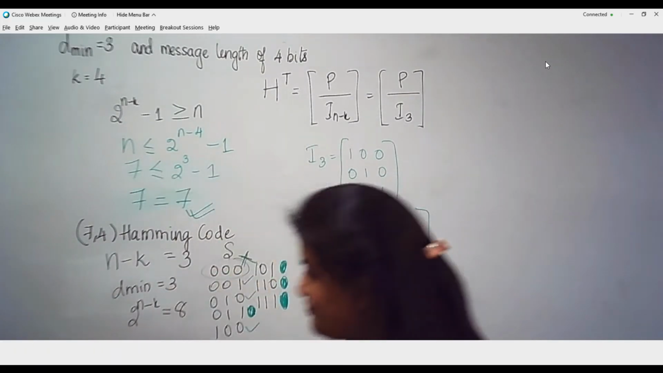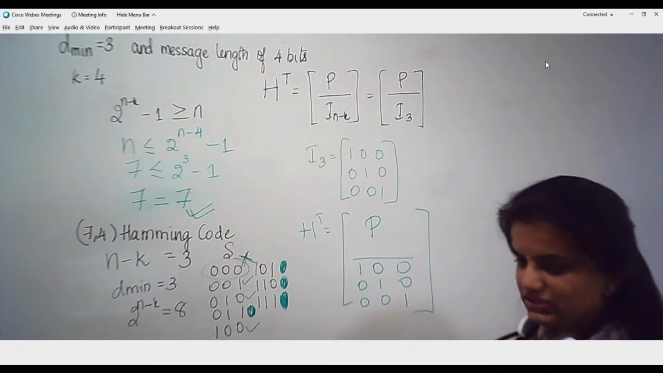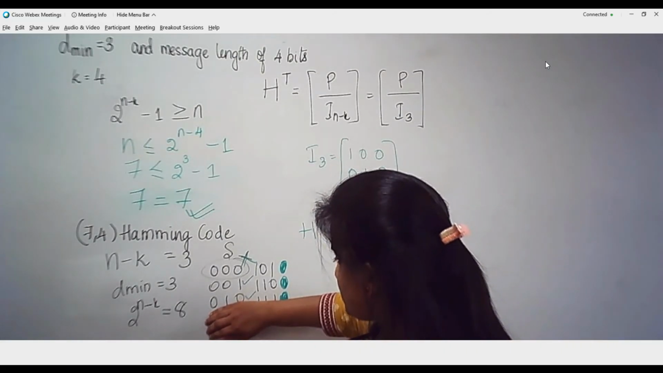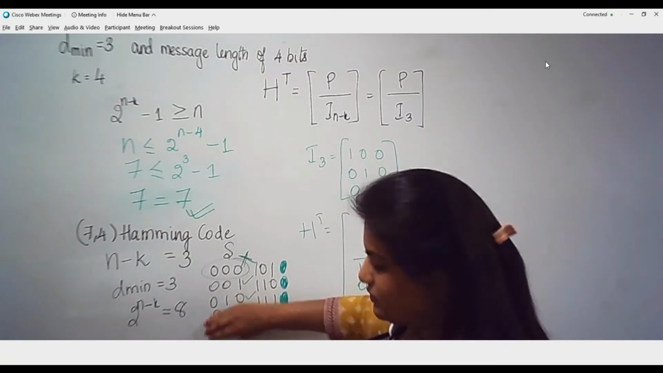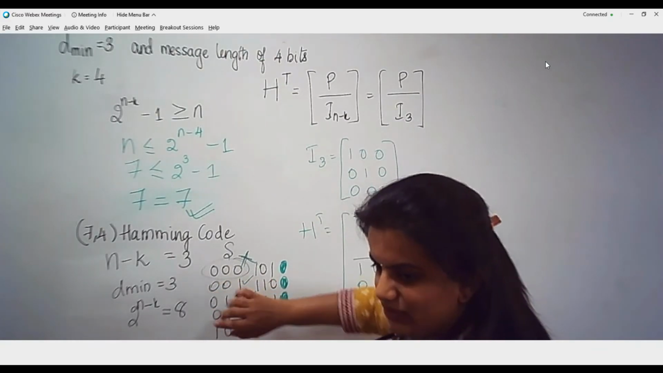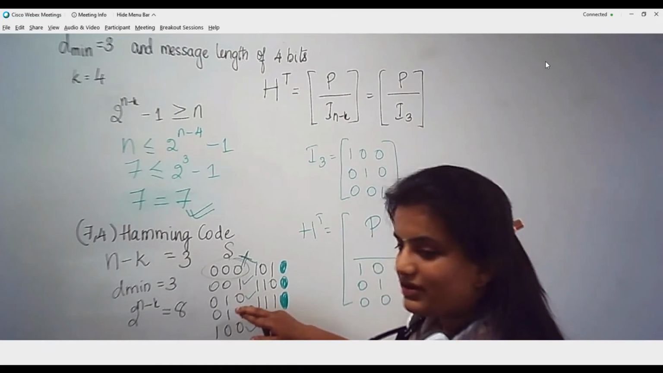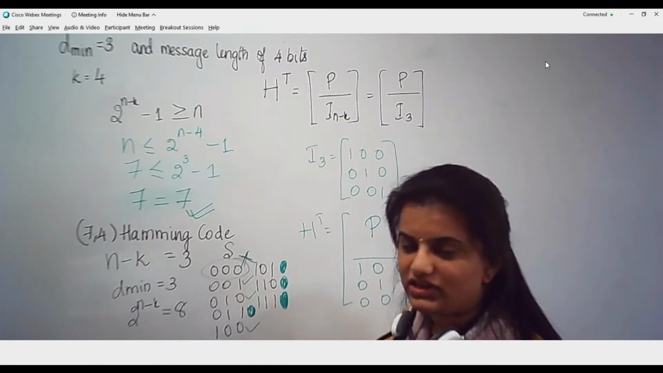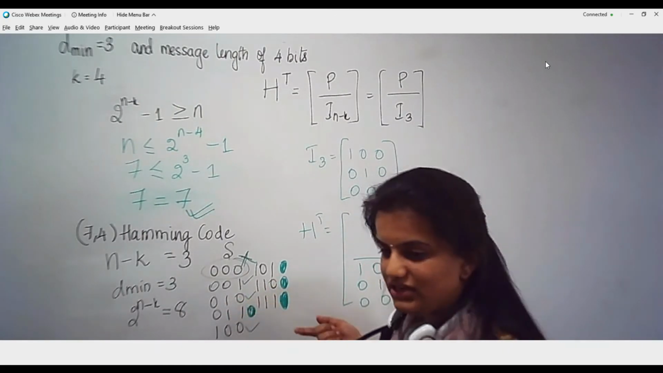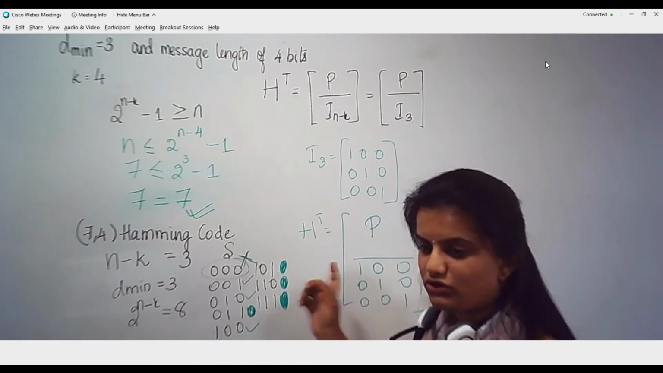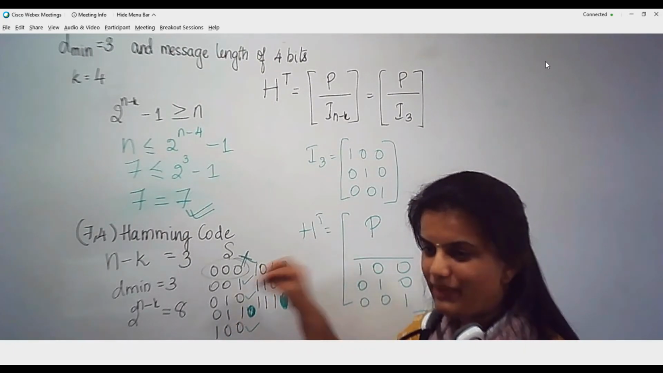Why? Because let's suppose I am picking the first vector over here, that is 0, 1, 1. I cannot repeat the same vector all over again. That means once you pick a vector from this, you are done. You cannot replace it again. You cannot place it back again.